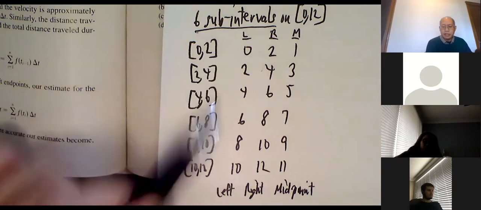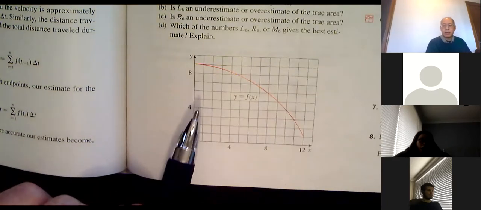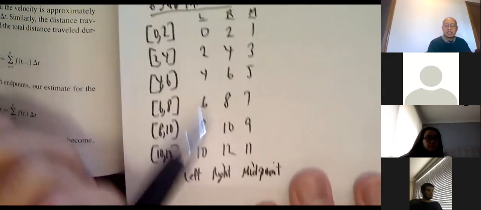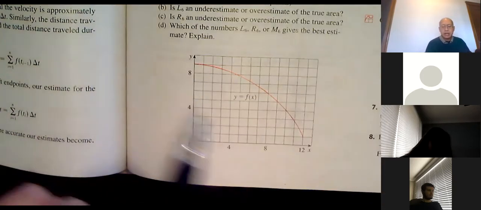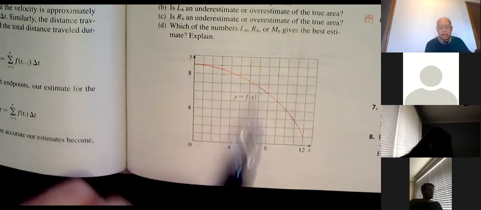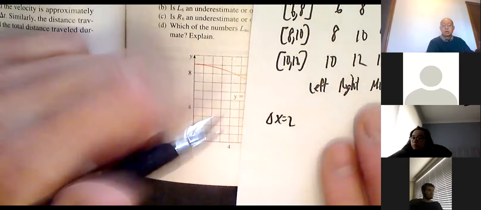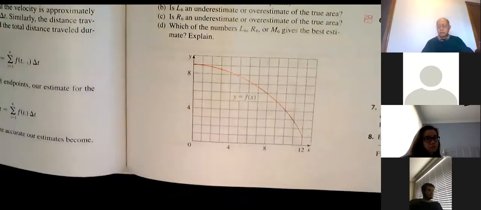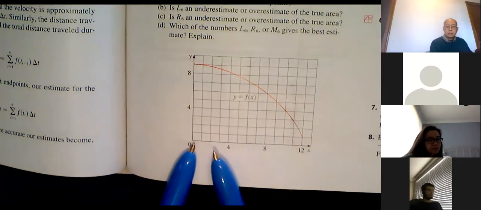Now, what do I do with all these guys? Okay. My representative rectangle that I'm going to pick is going to be the height at these corresponding x values. Okay. So I'm going to do base times height, base times height, base times height, base times height, base times height, base times height. Actually, all the bases are the same, 2. Right? I mean, this base is going to be 2.